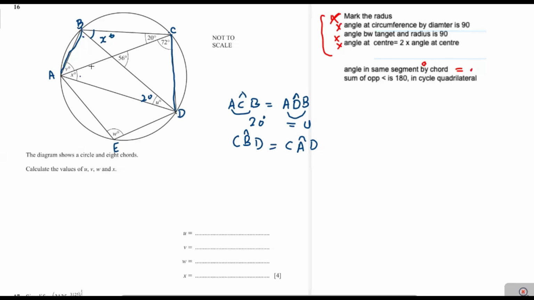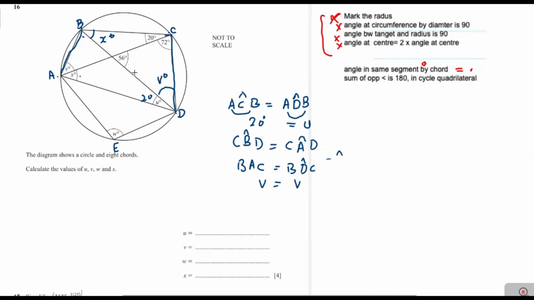You see here the next chord. In the next chord BC, the angle made by this chord at A is BAC, equal to BDC. This is the V degree angle. BAC is V, and BDC is also V degree. Now you write it as V degree.